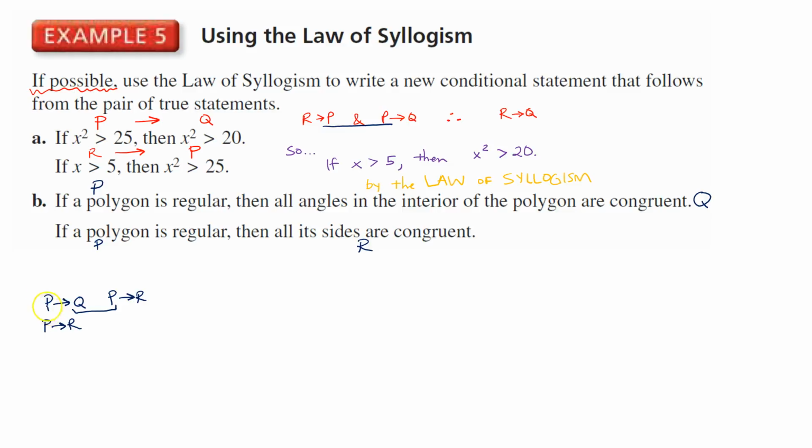We have P takes you to Q, and then P takes you to somewhere else. Well, too bad, because I'm not at P anymore. I'm at Q now. That's great that P can take me to Q and R, but once P took me to Q, I'm at Q. I need Q to take me somewhere if I'm using the law of syllogism. And so no conclusion can be made using the law of syllogism.